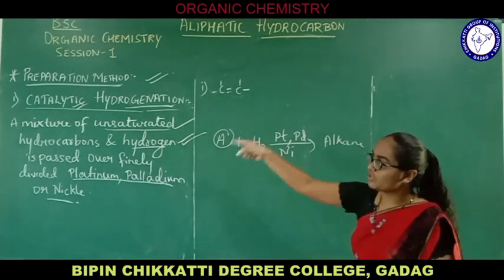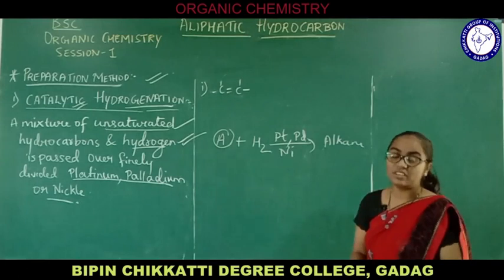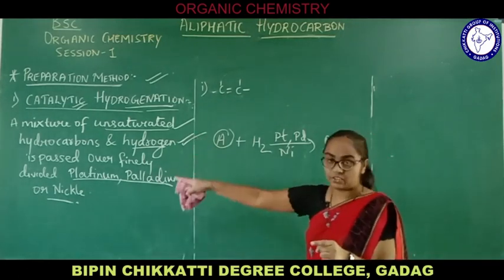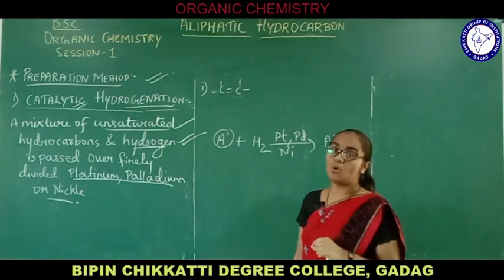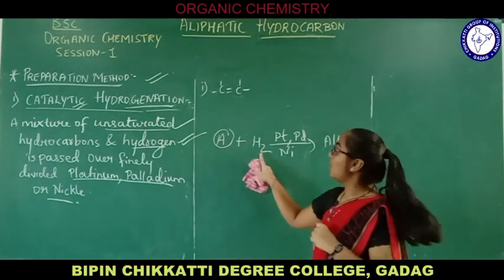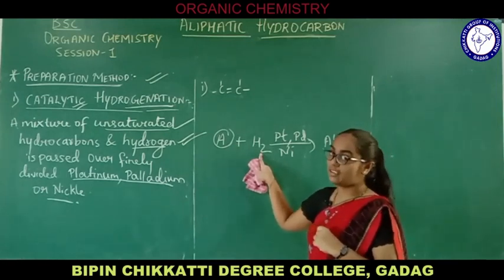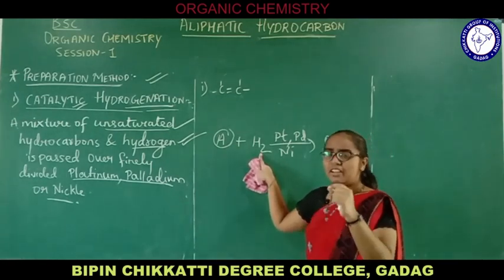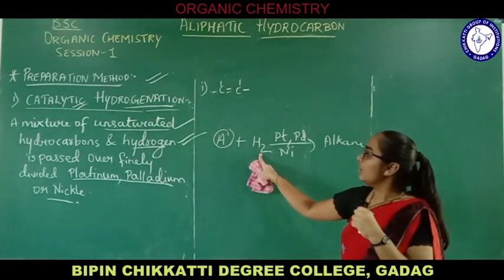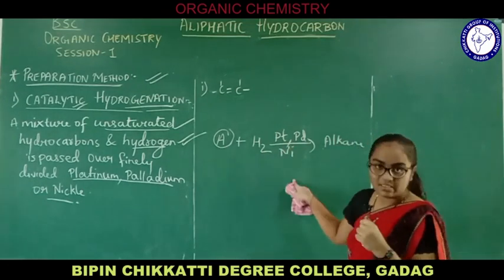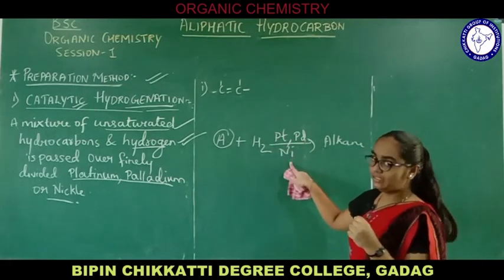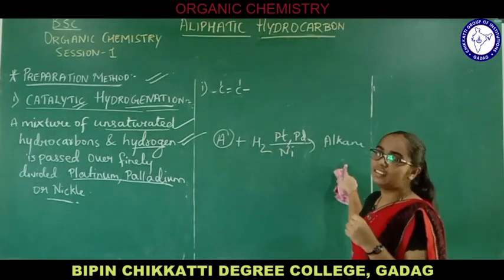So that was all about the reaction. Okay, so what is the reaction saying? A mixture of unsaturated hydrocarbon along with hydrogen gas is passed over, in the presence of finely divided particles of catalyst, which are platinum, palladium and nickel, to form a main product, so called alkane.